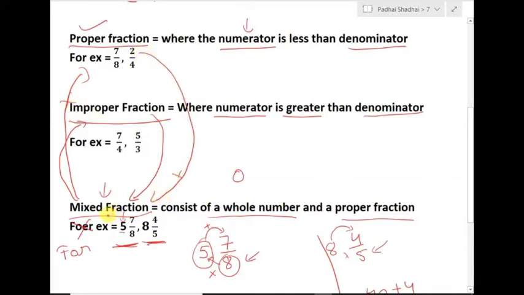Let us also see how to convert an improper fraction into a mixed fraction. Here we will use the given example only. 7 by 4. We have to just divide 7 by 4. 7 is in the numerator. 7 is to be divided by 4, as we have done in earlier standards. Simple division.